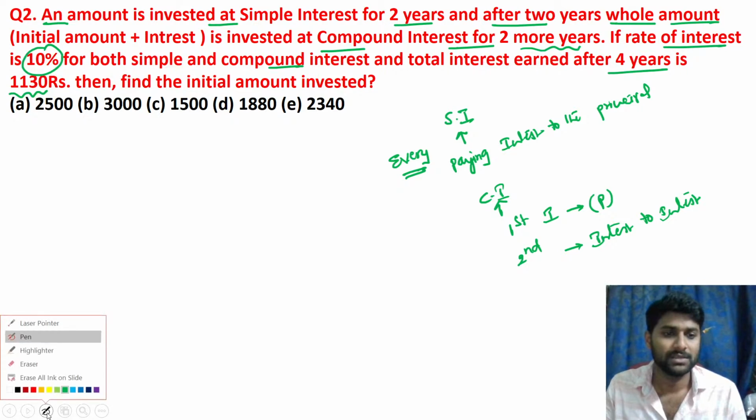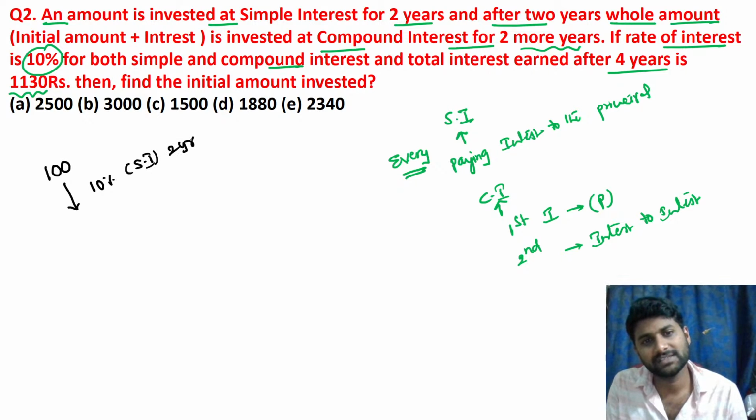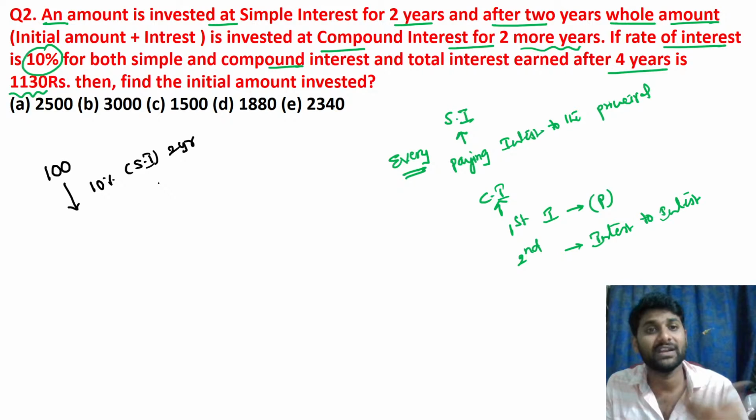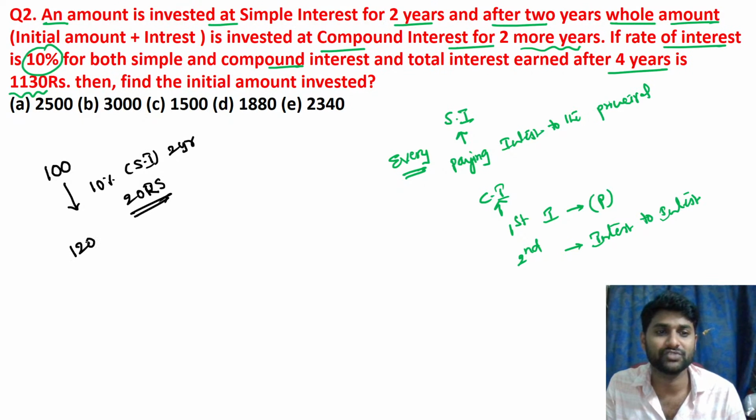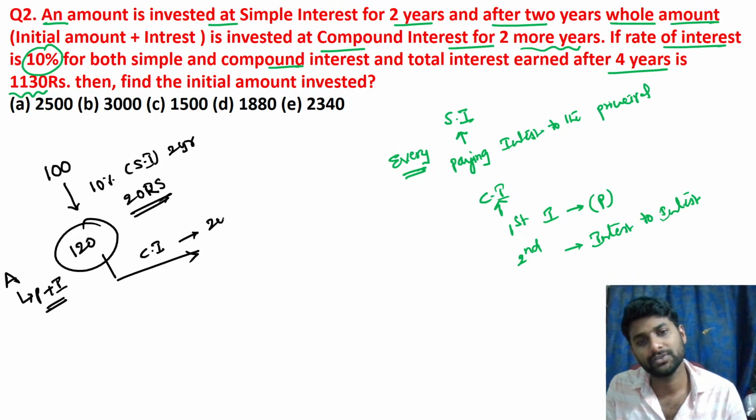Now see, we don't know how much the principal is, so I just assume one value. Initially I am taking 100 rupees. So I have to pay 10% simple interest for 2 years. Guys, 10% interest on 100 rupees for 2 years means you have to pay 20 rupees. Now it becomes 120. Remember, amount includes both principal and the interest. Now I deposit these 120 rupees in compound interest again for 2 years.